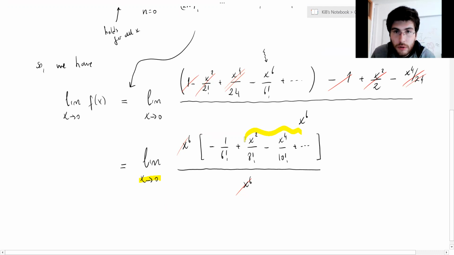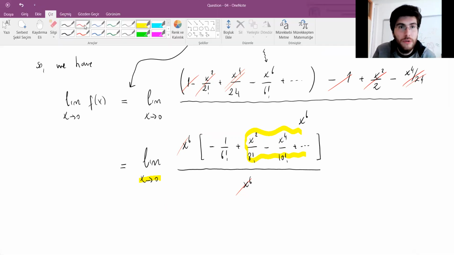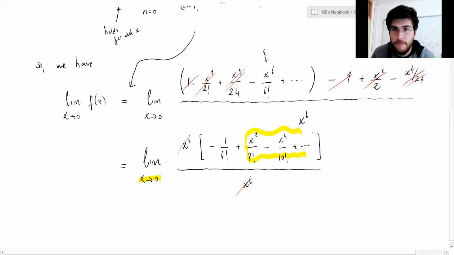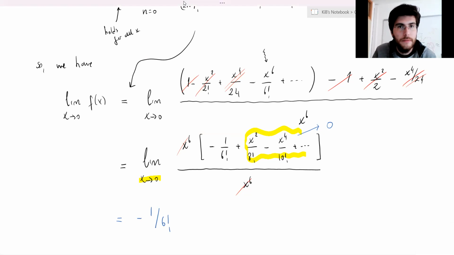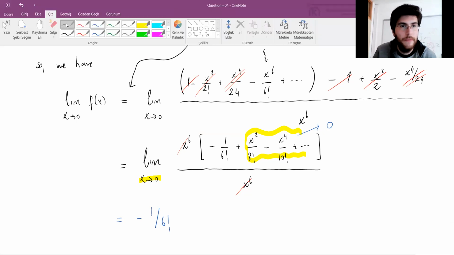Here, those terms all involve x. So as x approaches 0, those terms approach 0, right? Because they involve x, and this part approaches 0. Therefore, what you get as x approaches 0 is minus 1 over 6 factorial.